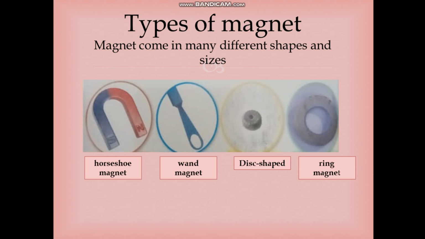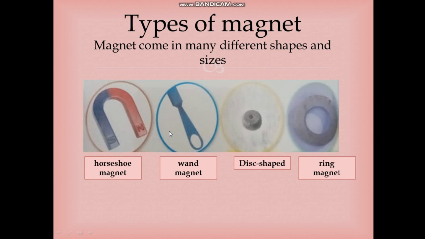Magnets come in many different shapes and sizes. Here are four types of magnet. The first one is the horseshoe magnet. A horseshoe magnet is shaped like a horseshoe. Look at that, it looks like a horseshoe. Next is a bar magnet. It's a shape like a bar.